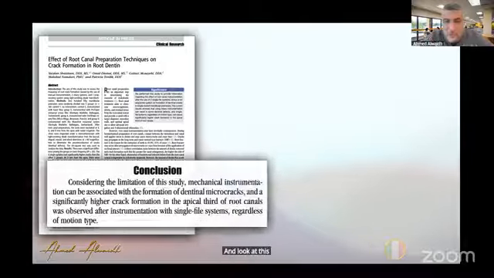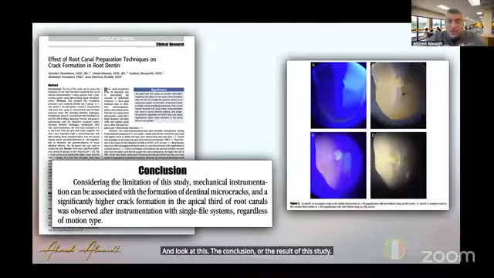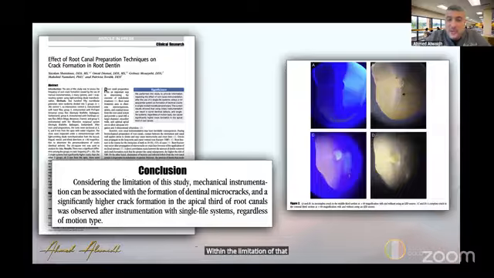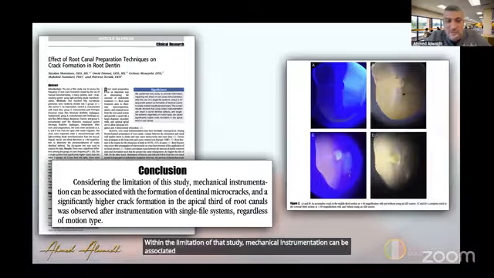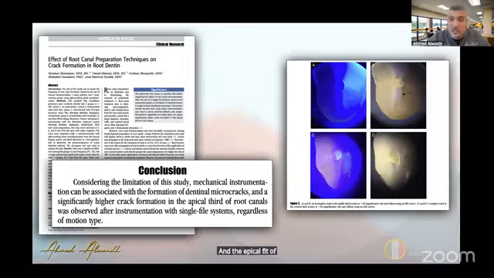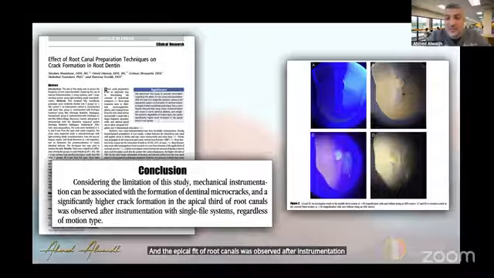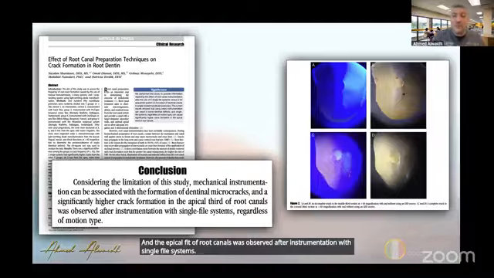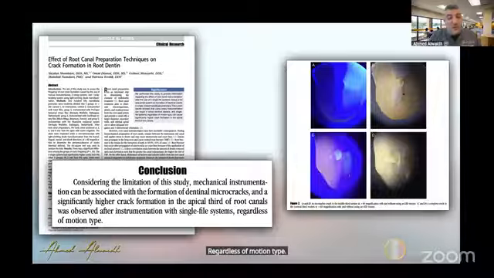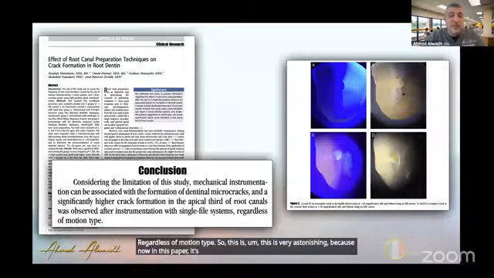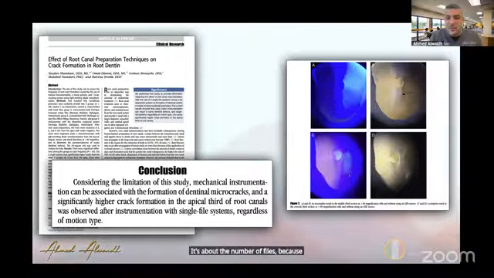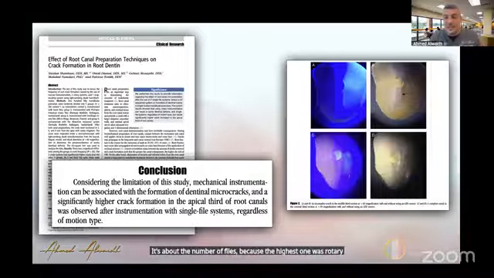And look at this, the conclusion or the result of this study. Within the limitation of that study, mechanical instrumentation can be associated with the formation of dentinal microcracks, and significantly higher crack formation in the apical third of root canals was observed after instrumentation with single file systems, regardless of motion type. So this is very astonishing because in this paper, it's not about the type of motion. It's about the number of files, because the highest one was the rotary single file, just like the reciprocating file.